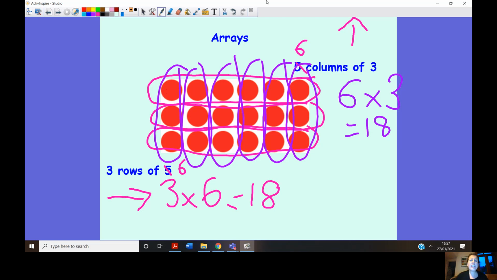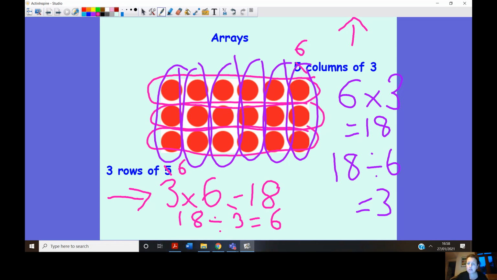So looking at here, my array is actually showing me something else. My array shows me that if I split 18 into 6 groups, I have 3 in each group. 18 split between 6 groups, I have 3 in each group. And if I split 18 into 3 groups, I have 6 in each group.